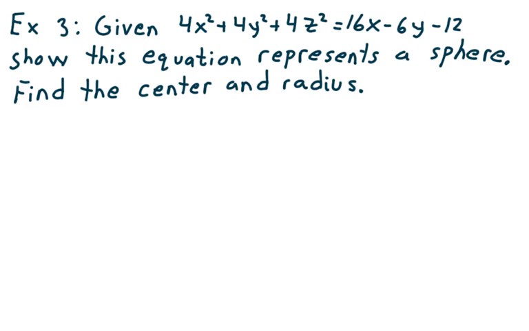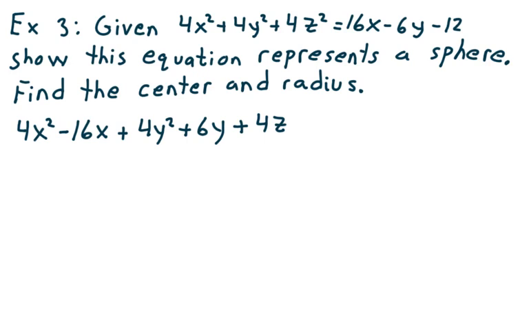Now, what I'm going to do first is collect, or I should say group, the x terms. So I'm going to write 4x² − 16x, plus 4y² + 6y. So group the x terms, group the y terms. And I'm going to add 4z², and I'm going to leave −12 all by itself on the other side.